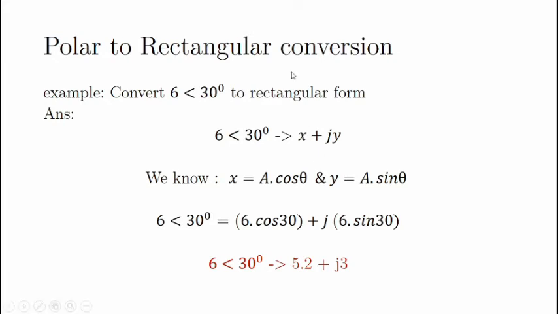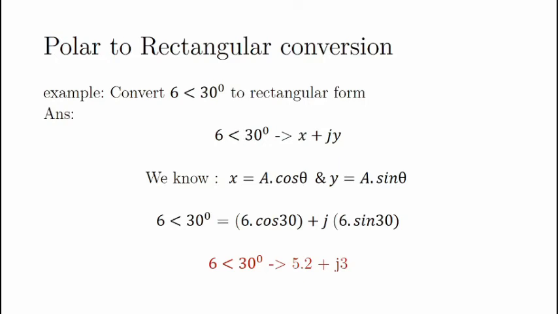Now we'll see certain examples for polar to rectangular conversion. If we have to convert any polar form to rectangular form, you are given a polar form here, 6 angle 30, which is equated to the rectangular form x plus jy. We have to form the rectangular form x plus jy out of this. So x is equal to A cos theta and y is equal to A sin theta. Remember the figure, x is equal to A cos theta, and y, the vertical component, is equal to A sin theta. So 6 angle 30 is equal to 6 cos 30 plus j 6 sin 30, and you will get the answer.